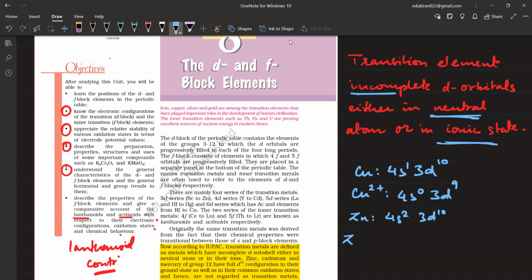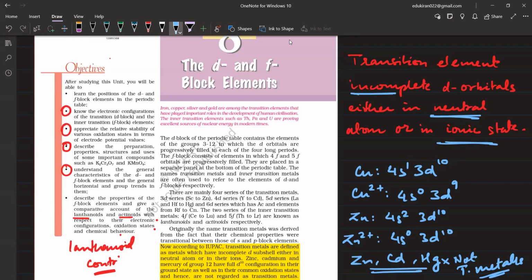Now, elements like zinc, Cd, and Hg, all of these, they do not have incomplete d orbitals either in neutral atom or in ionic state. That is why these are not transition metals. Okay, first thing is that incomplete d orbitals का मतलब है transition element, either in neutral or in ionic state. But if you have complete d orbitals in both neutral and ionic state, then it is not going to be a transition element. ठीक है, right?